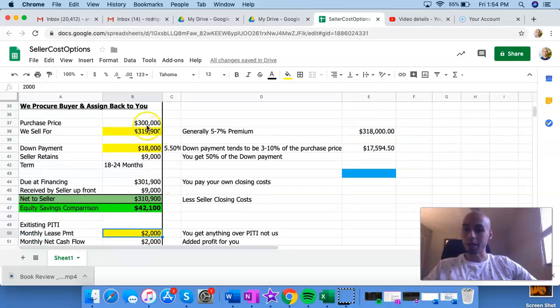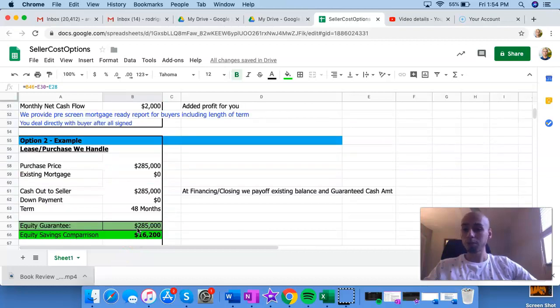So you can see what the seller sees. They're going to get their purchase price at 300 net. They're going to get 9,000 up front. They're going to have a cash out within 24 months. At the time of financing, they have the remaining 301, and their total net is 310, which is $42,000 more than the realtor. That's option one. You tell me which option you take.